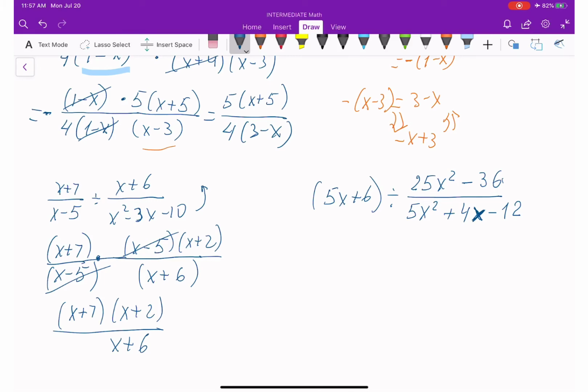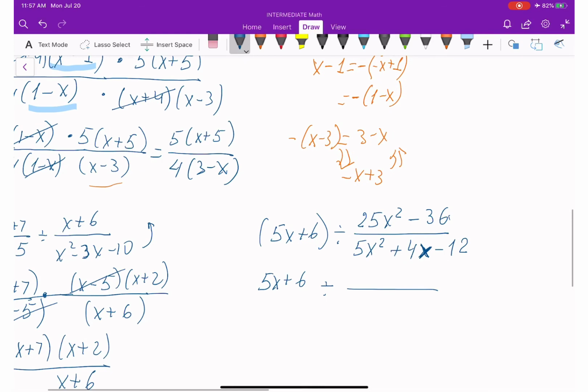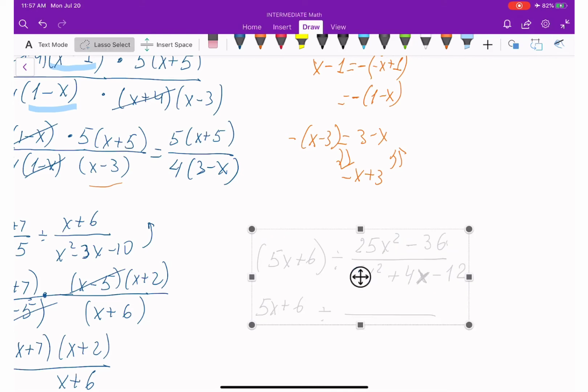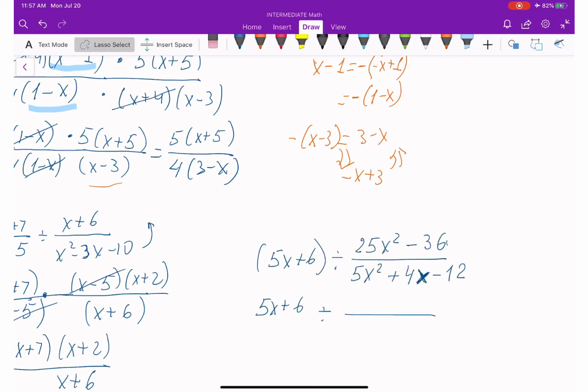5x plus 6 divided by 25x squared minus 36. Do we have common factor here? No. But what do I see here? When we have binomial, meaning two terms, I am checking right away. I'm going to check for a squared minus b squared, especially 25 is a square of 5, 36 is a square of 6. So let's check it.